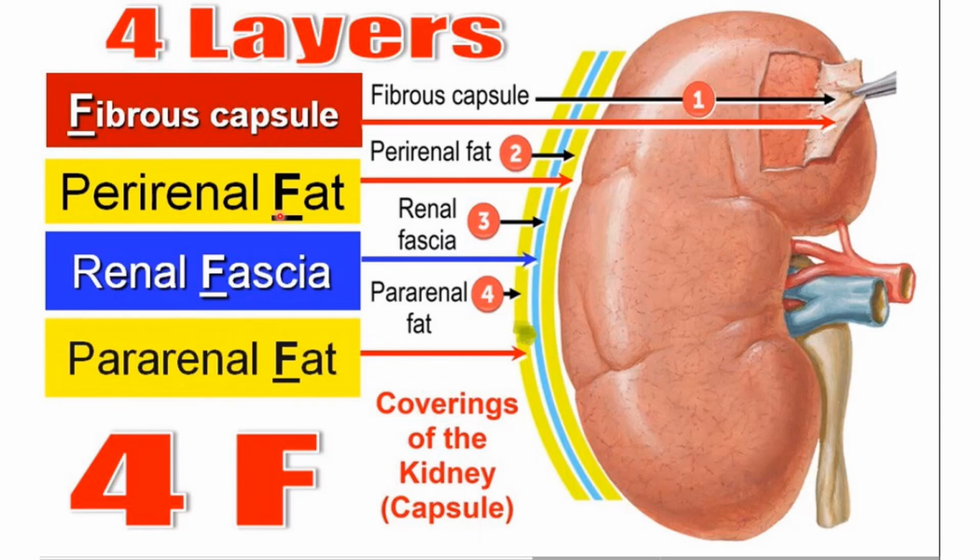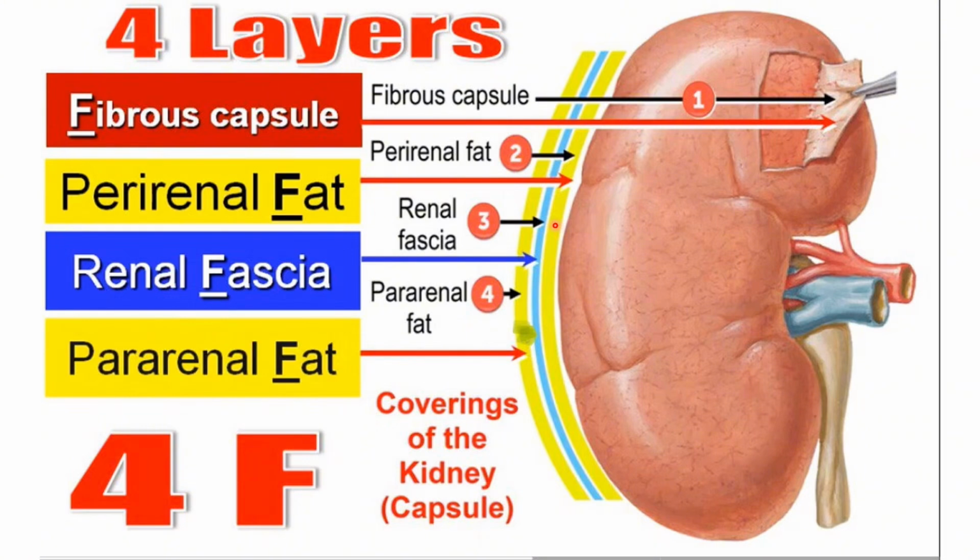So this covering, the first one, is the fibrous capsule, very adherent to the kidney. So that's the first F. The second F here is the perirenal fat, which covers the fibrous capsule. Then the third F, the renal fascia or the Zuckerkandl fascia. It also covers the perirenal fat. This is the third layer of covering.